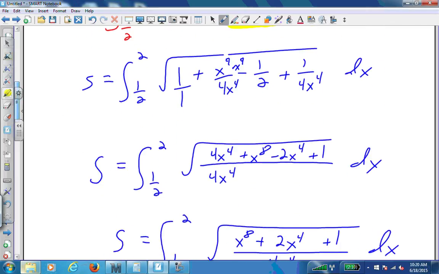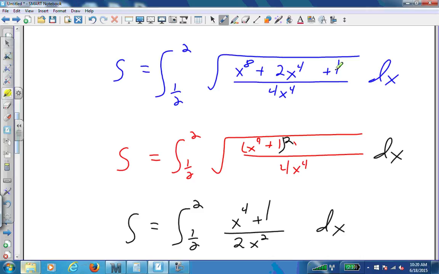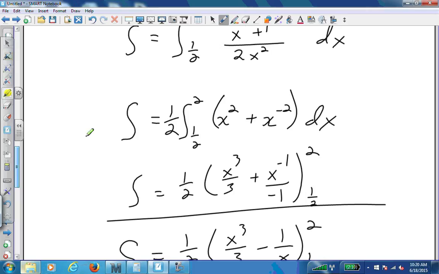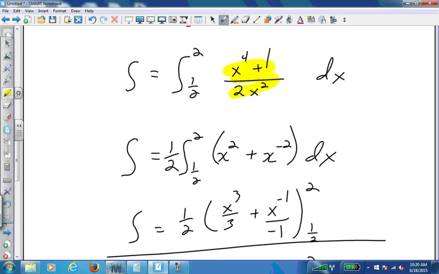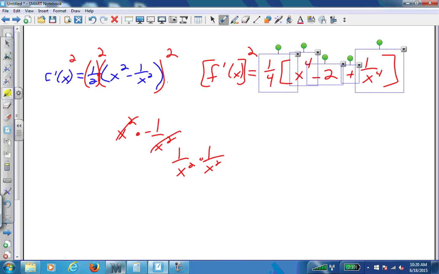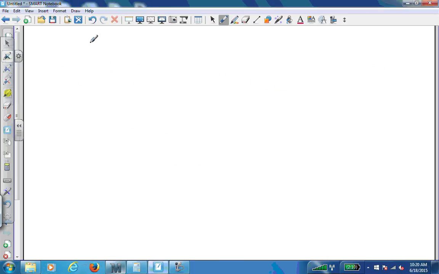Then you're going to have some simplifying to do underneath your radical. So do a little bit of algebra. Generally, you're probably going to end up with something that you can take the square root of. Then take your antiderivative, plug your numbers in. So that's calculating your arc length. Next thing we'll do will be to look at calculating surface area.